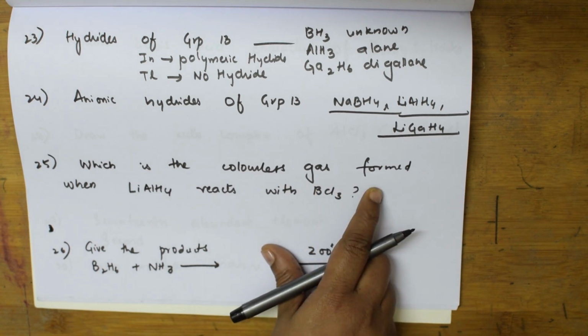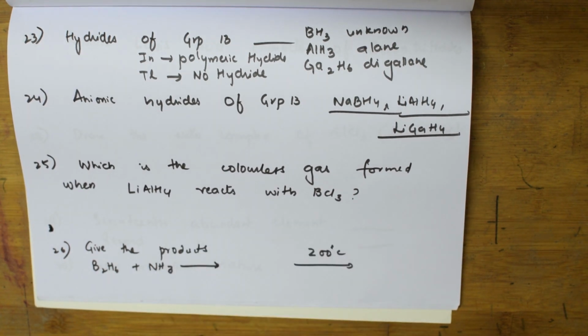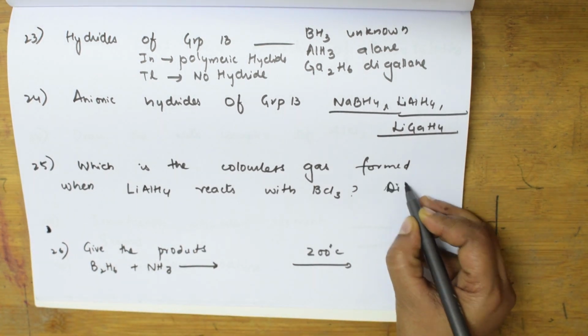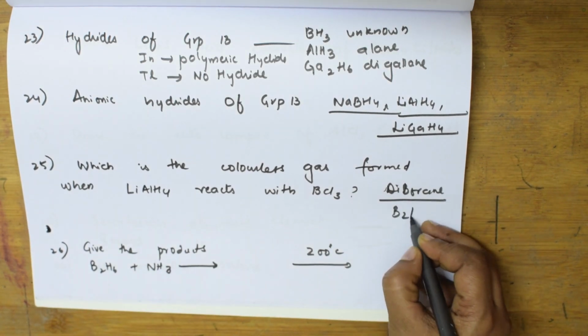Which is the colorless gas when lithium aluminium hydride reacts with BCl3? Basically, the colorless gas which evolves when the reducing agent reacts with boron trichloride is diborane. Remember this colorless gas. What is the formula? B2H6.